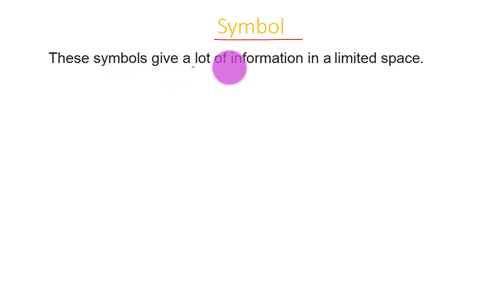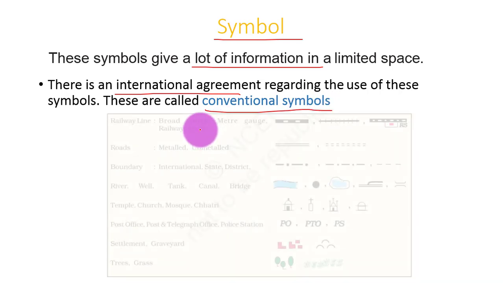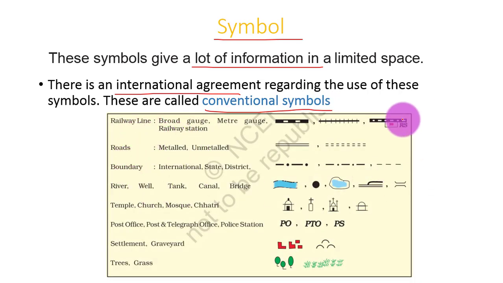Symbols give a lot of information about the space, and a lot of space would be used in a map otherwise. There is an international agreement on symbols, they are called conventional symbols. Here you can see symbols like broad gauge, meter gauge and railway station. Your river, well, tank all have different symbols.